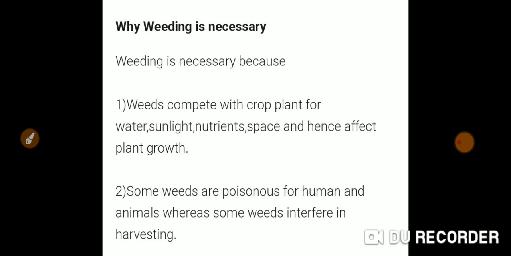Nevertheless, we have one more reason why we go for weeding. Some of the weeds, some of the plants, are quite poisonous for humans as well as animals. That's why we remove them, and that is also known as weeding. So these were the two reasons why we go for weeding.